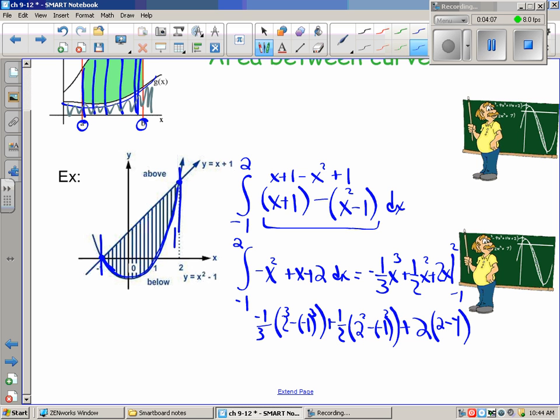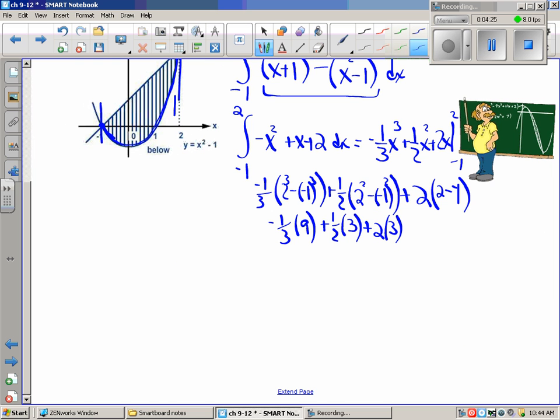So I have 8 minus -1, which makes that 9. So I have -1/3 times 9. Then I have 1/2, that would be 4 minus 1, so that's times 3, and plus 2 times 3, so I have 6. This would be -3 plus 6, plus 3/2. So I have 3 plus 3/2, which gives me 9/2. And that would be my answer to that.